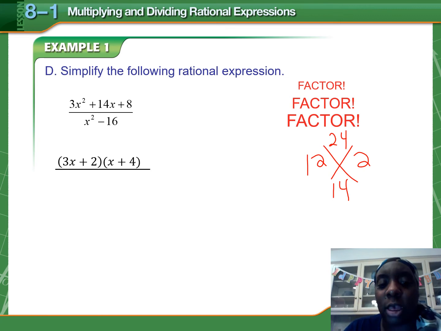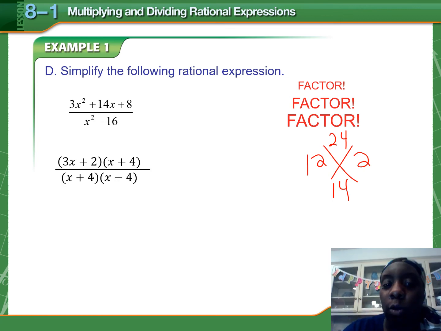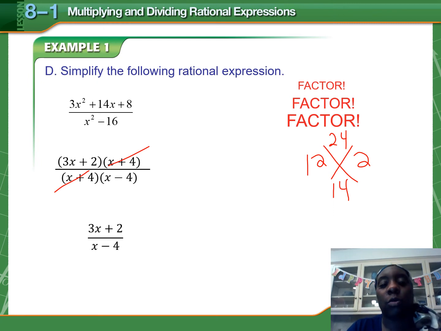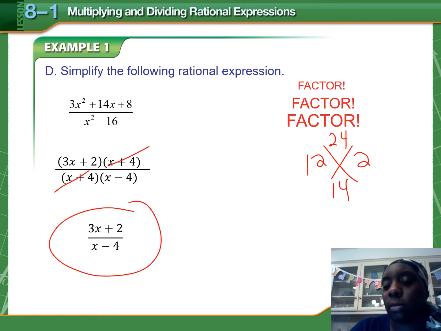And the bottom is easy because it's a difference of squares. So we have x plus 4 and x minus 4. We can simplify those out, and then we just have 3x plus 2 over x minus 4 as our answer. And there's nothing else we can do.